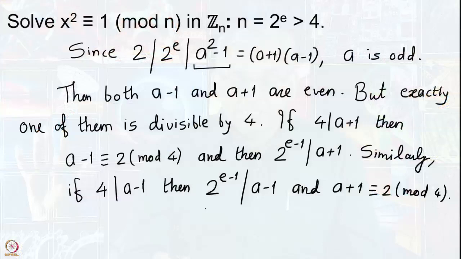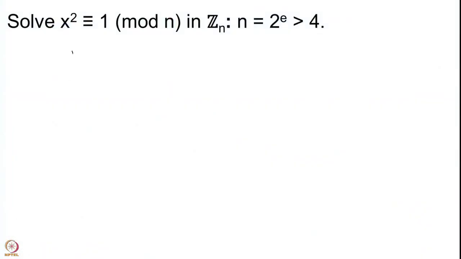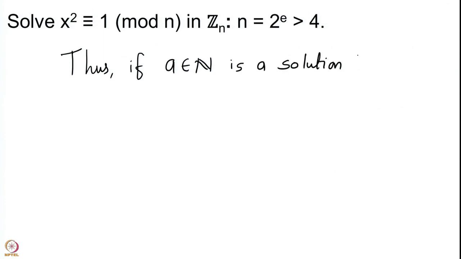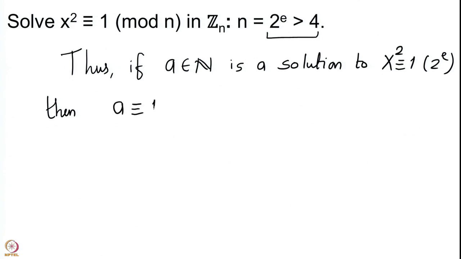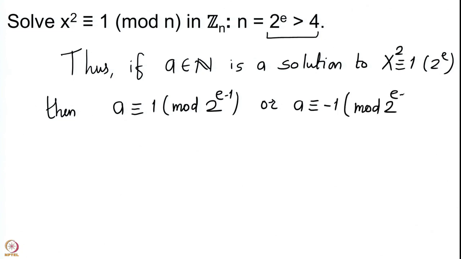So this is what we have obtained, that if a is a solution to x square congruent to 1 mod 2 power e, then a plus minus 1 has to be divisible by 2 power e minus 1. So thus, if a in the natural numbers is a solution to x square congruent to 1 mod 2 power e, and remember we are in this case, then a is congruent to 1 modulo 2 power e minus 1, or a is congruent to minus 1 modulo 2 power e minus 1.